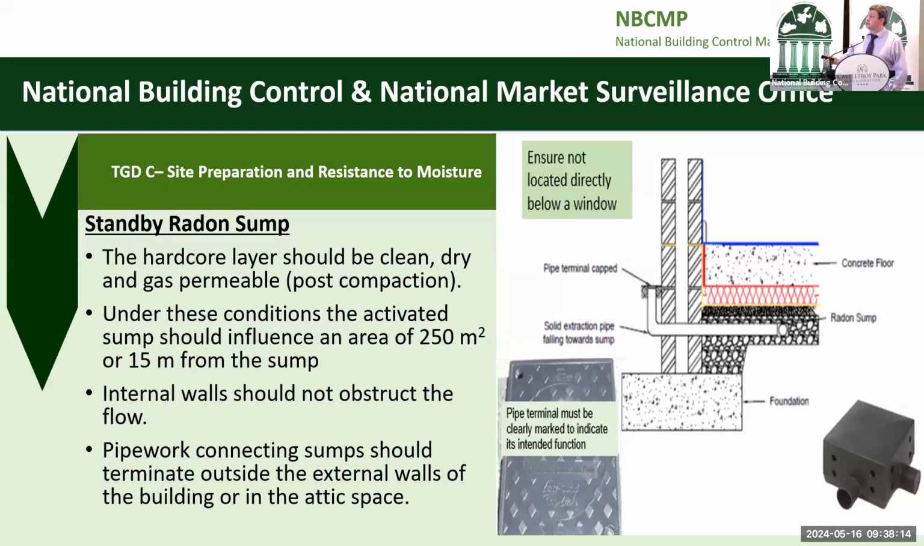Hardcore layers should be clean, dry, gas permeable, compacted. The 1 sump per 250 square meters or 15 meters. But in practical terms for individual houses and semi-detached houses, it's usually 1 per house. Some people try and get away, but then who's responsible if there's an issue and there's a high level of radon when it's tested, and the person doesn't have access to the outlet sump here.